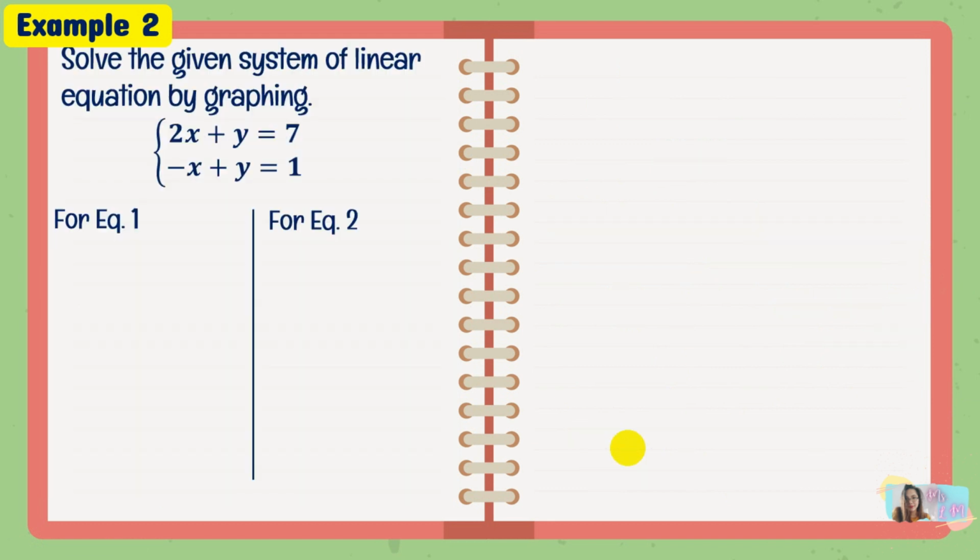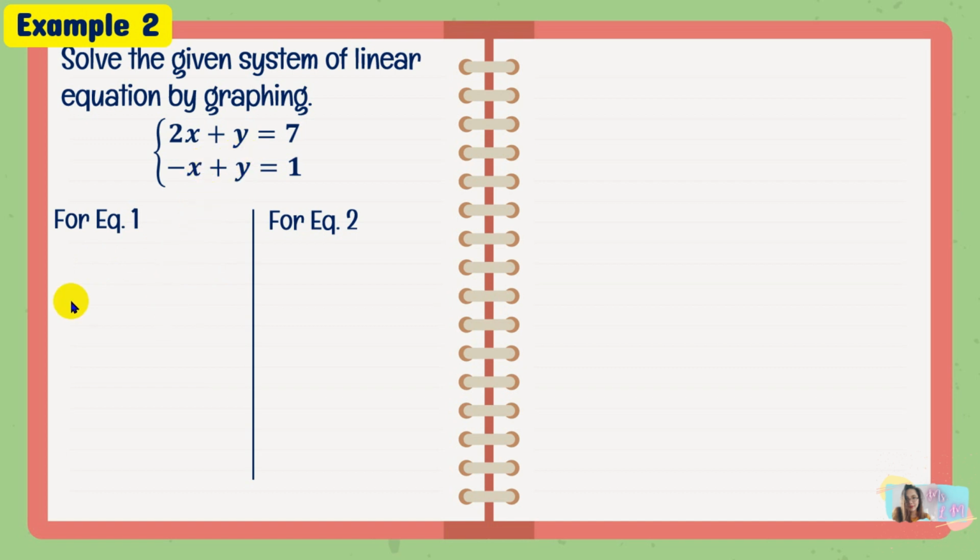Let's have our example number 2. So, for this example, we have here 2x plus y is equals to 7 and negative x plus y is equals to 1. And we're going to solve this system by graphing. That is why we have to graph the first linear equation and also the second linear equation in one Cartesian plane only. So, for equation 1, as you can see, we have the constant positive 7 and it is not divisible by the numerical coefficient of x. That is why we cannot use the x and y intercept. For this equation 1, we have to use the slope and the y-intercept.